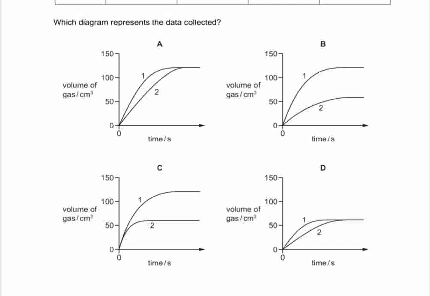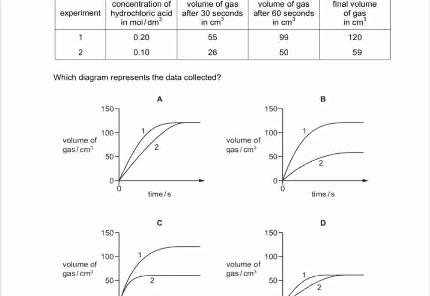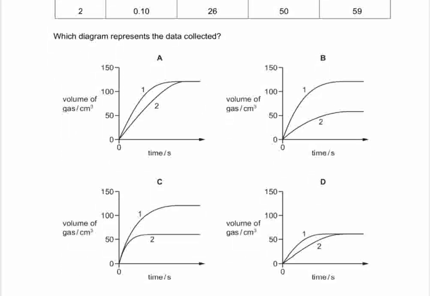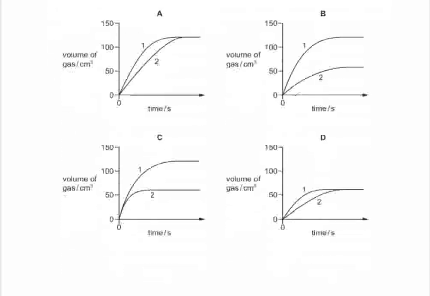C is not correct, because you can see from the start it is showing a single line, although from the very start we have different values of gas being released by the system, which is from 55 and 26, which is a big difference. So option B is the correct one here.